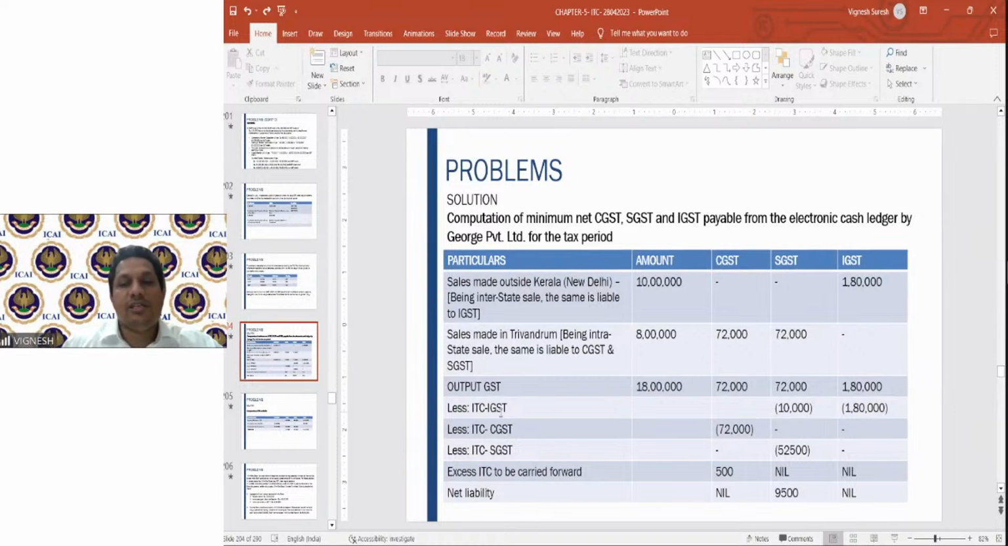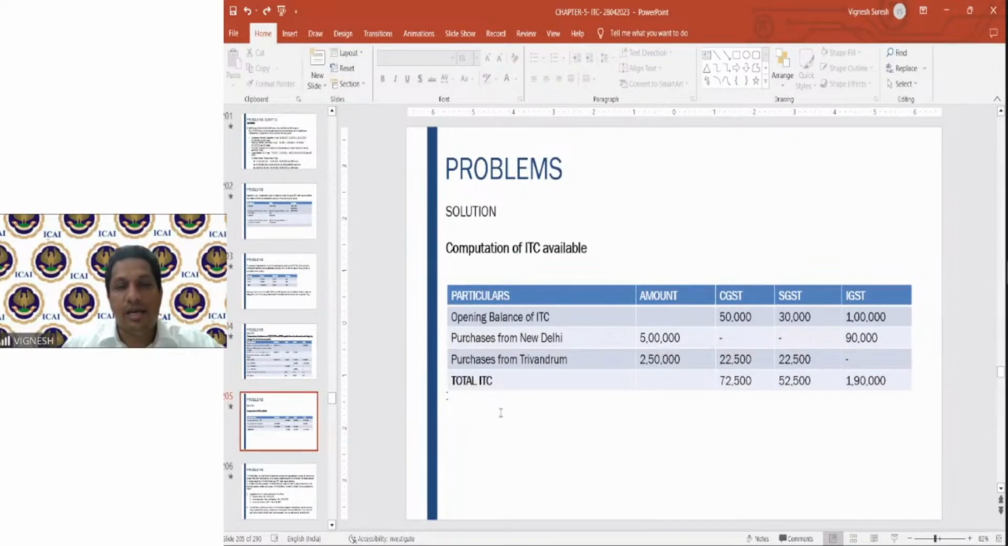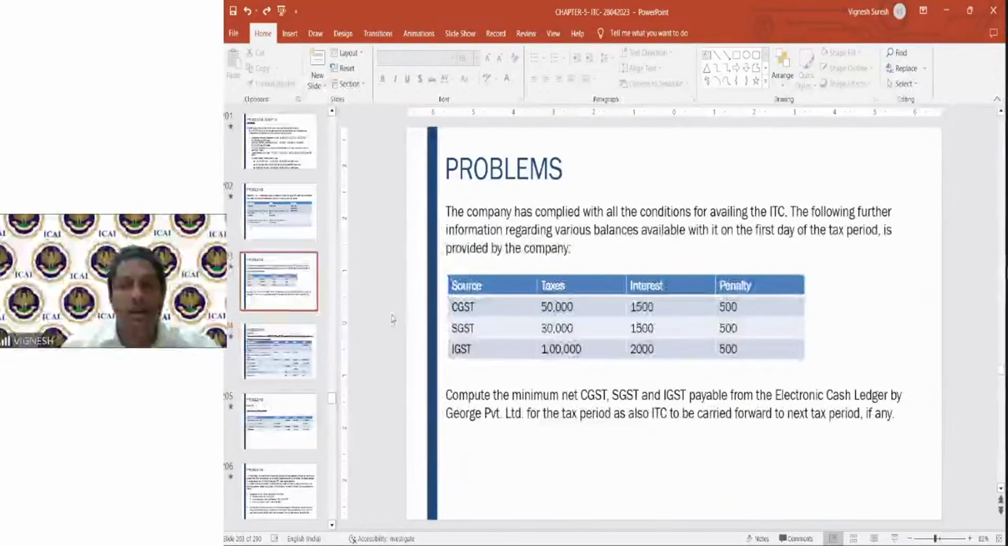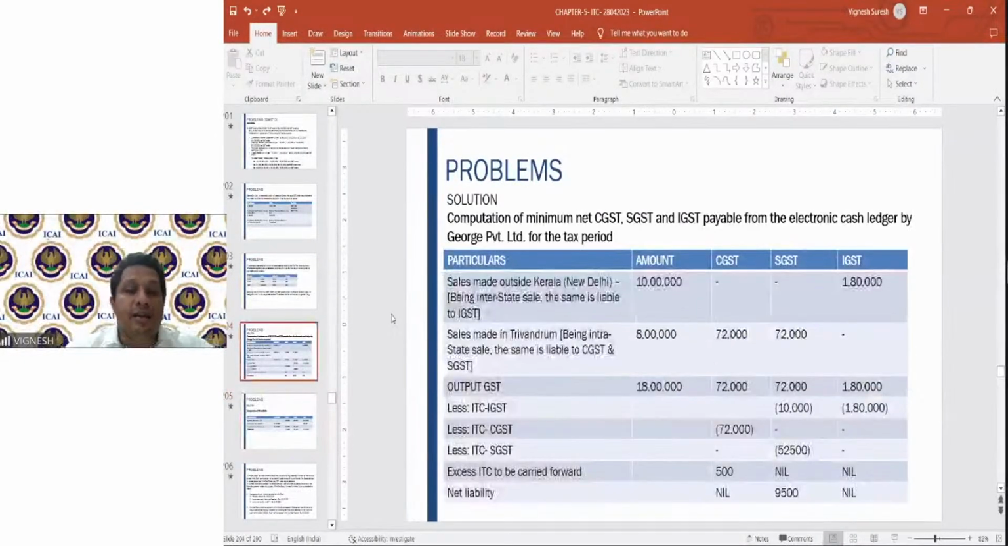Now, when it comes to SGST, 10,000 you have utilized from the IGST. Another 62,000 is there for which you can utilize the SGST credit of 52,500. Once you do that, 9,500 will be the net liability which has to be paid.